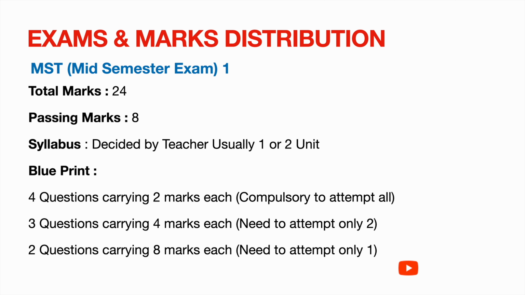So there are a total of 3 exams in a semester. The first exam is MST, that is the mid semester exam. There are a total of 2 MSTs in a semester. The total weightage of MST marks is 24, out of which the passing marks is 8. You have to score 8 marks out of 24 to pass this exam.